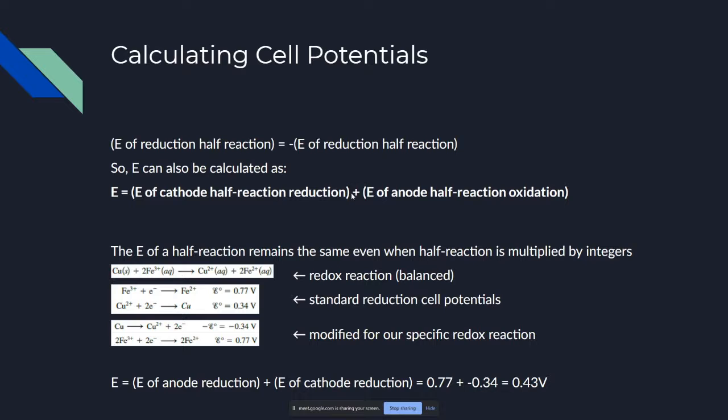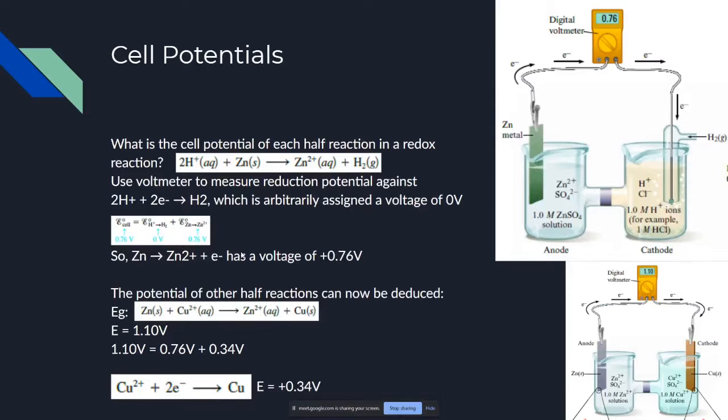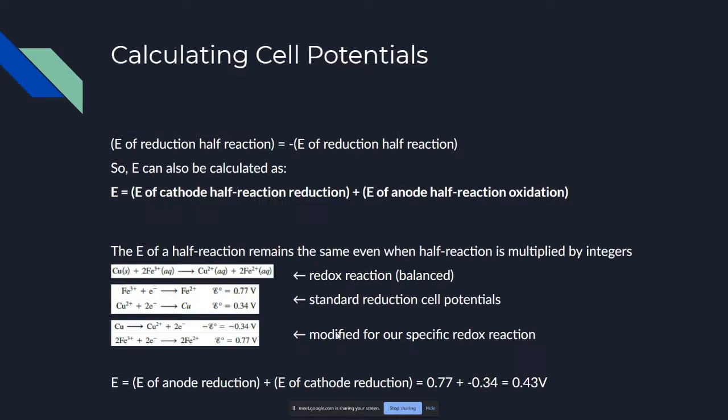You can do the same calculation that we did before, because if you remember, if I go back a couple slides, we said that the oxidation potential for zinc was positive 0.76, while the reduction potential for copper was positive 0.34. Once again, we could use those numbers directly instead of having to worry about flipping signs to get the same answer that we had before.